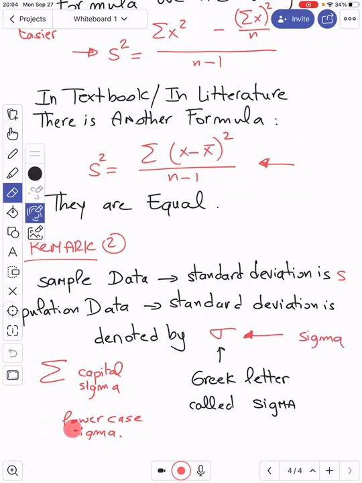I'm probably just going to erase this thing here. Yeah, it's denoted by sigma. It's a Greek letter. Okay. All right. Any questions, guys, before moving to the coefficient of variation?